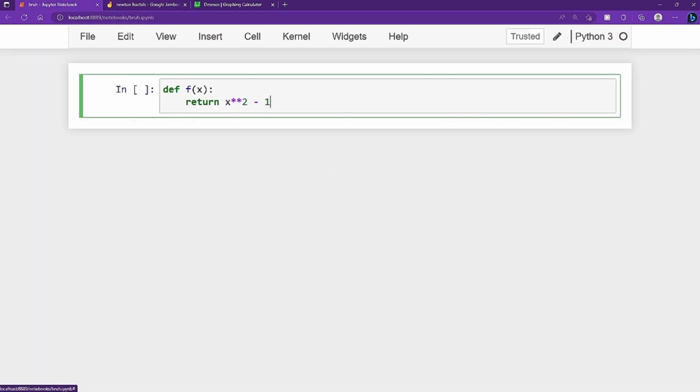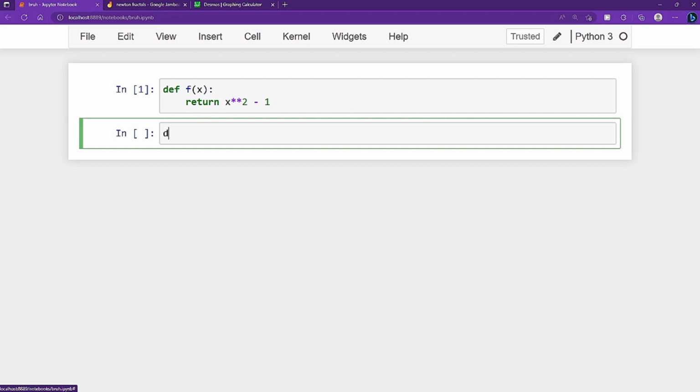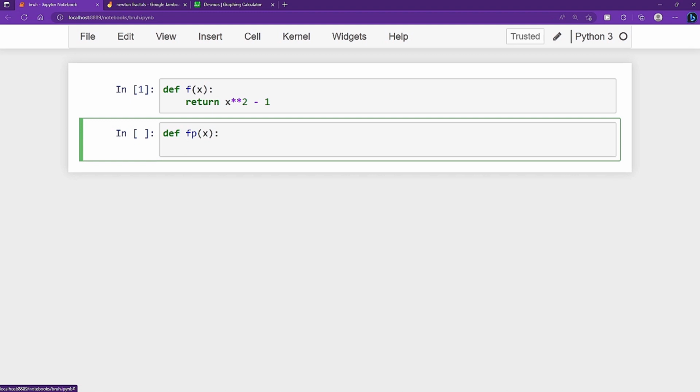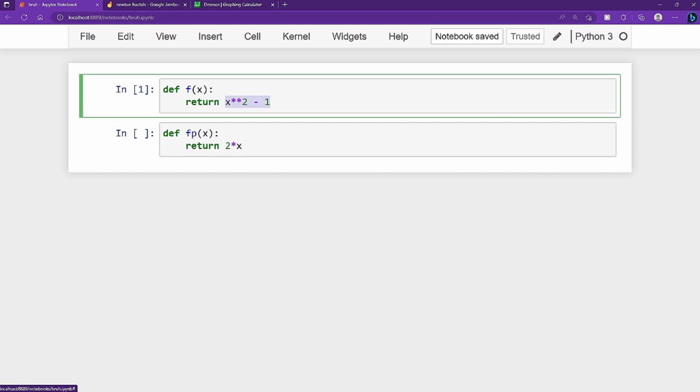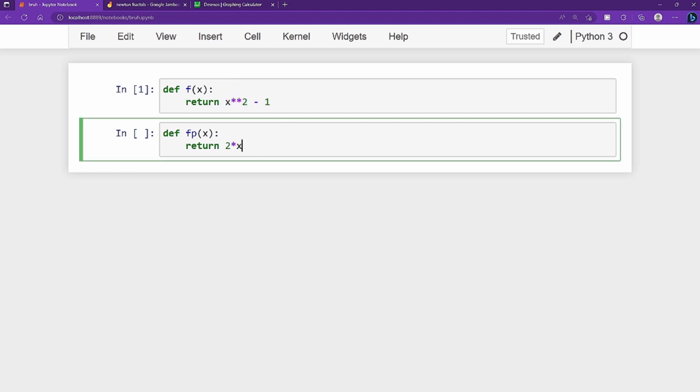Another thing that we do need alongside this function is the derivative of this function, and we can hard code it for now. f prime of x, the derivative in this case, is going to return 2x, because the derivative of x squared minus 1 is 2x. If you apply the power rule, x squared becomes 2x and minus 1 becomes 0, so it's 2x.